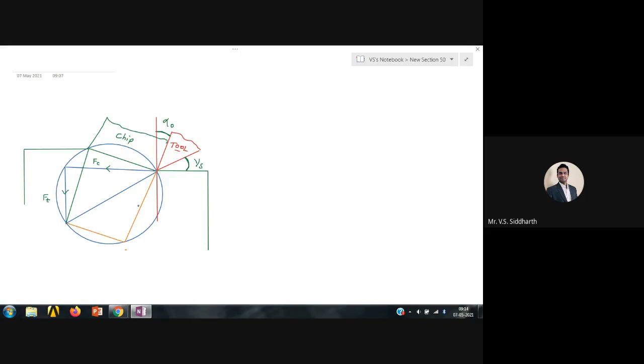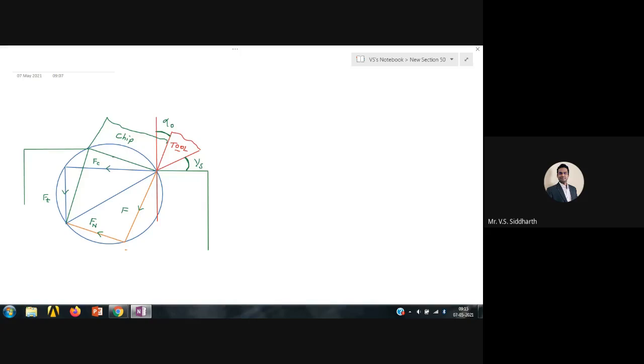Can anyone tell me what is this orange color force? What is F? Then this one? Frictional force. Very good. Frictional force. I'm calling it as F only. Now this one is normal to frictional force. That is Fn.